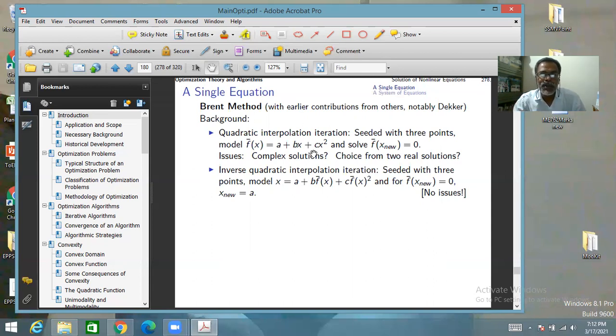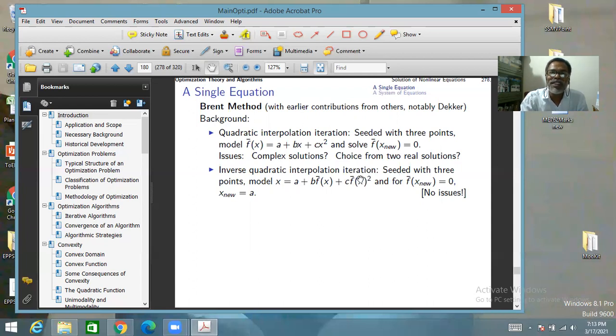There is an alternative which is inverse quadratic interpolation. In quadratic interpolation, you interpolate y as a quadratic function of x. Here you interpolate x as a quadratic function of y, a plus by plus cy square, and then say here we will now solve f bar equal to 0. This model here, y equal to 0.